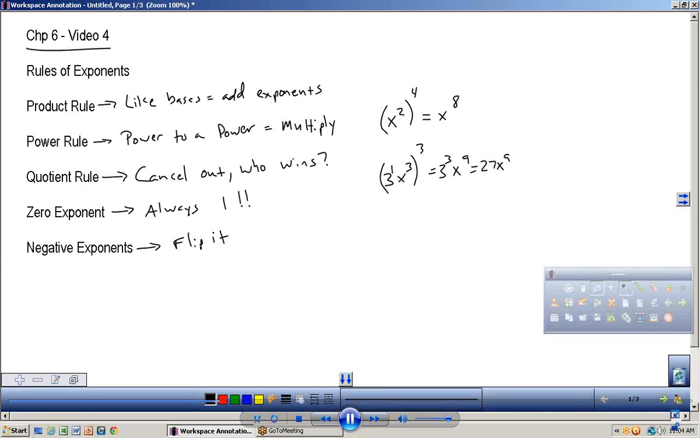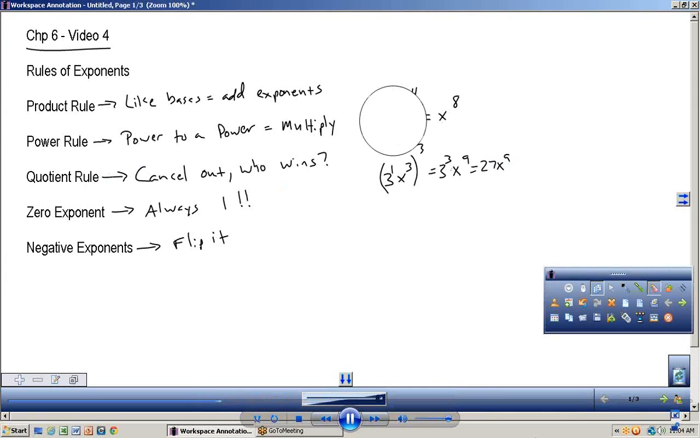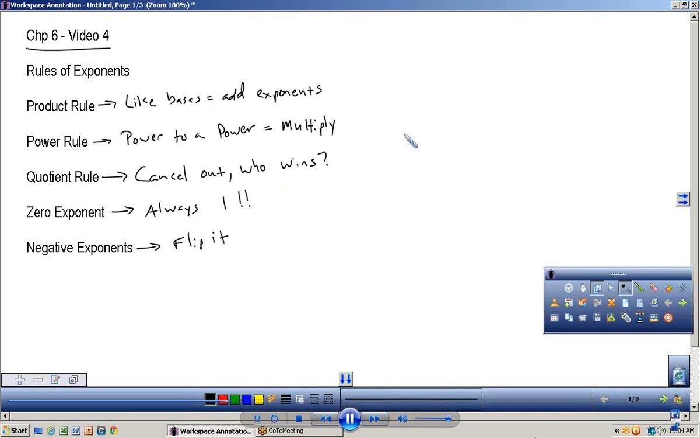Okay? Now, the quotient rule is when you're dividing this stuff. Then you need to think about, they cancel each other out, and who's going to win. So watch, this is really simple. If I have x to the 5th over x squared, we are dividing these bases instead of multiplying them. So the 5 and the 2 are going to fight each other, and they always cancel each other out. But who wins? Well, there's 3 more on top. The top side's going to win over the bottom. So this is going to be x cubed.